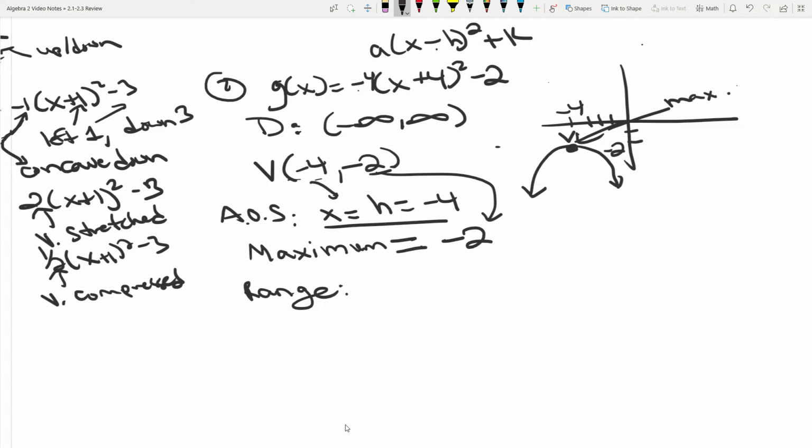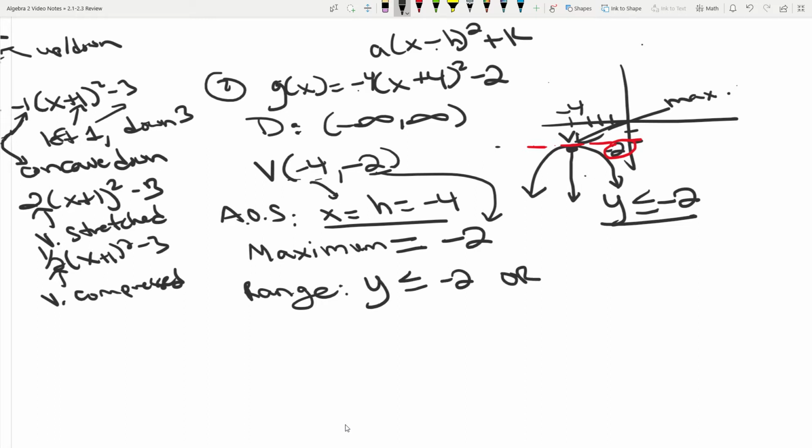All right, so now that we know it's a maximum, now we can find the range. The range of this is the y values. So if you look at the y values, the biggest y value that we have is -2. That means that y is going to be less than or equal to -2. You notice that the graph only goes below -2. So you could write it like y is less than or equal to -2.